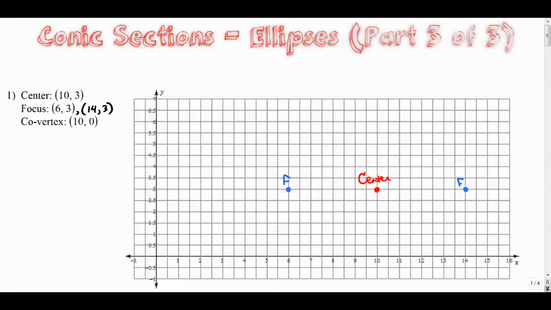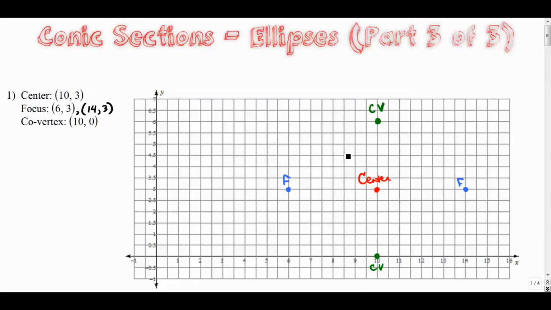Alright, one of the co-vertices is 10, 0. That's down here. We'll call that CV for co-vertex. And that distance is, of course, 3 units. So we're going to go up 3 units and put our other co-vertex. There's nice symmetry here. The only other question now is the location of both of the vertices, in other words, the endpoints of the major axis.